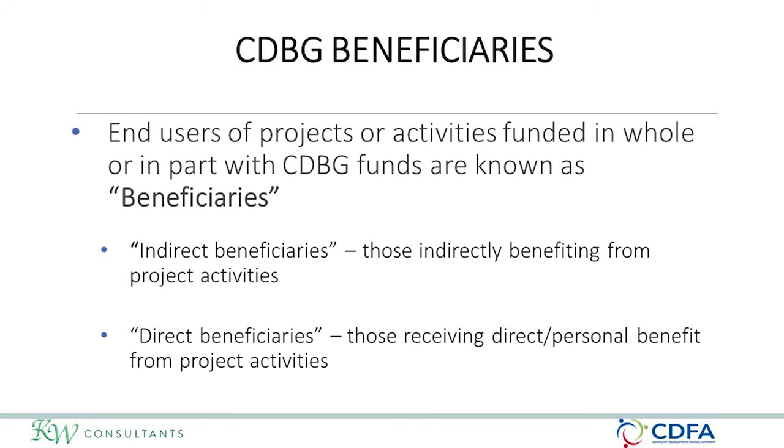An indirect beneficiary might be people who live in a neighborhood or community that are receiving a grant from CDFA to do park improvements or water and sewer improvements. A direct beneficiary would be someone who was getting owner-occupied rehab. They were getting a lateral connection to the municipal water system. They're getting something directly from the CDBG program.